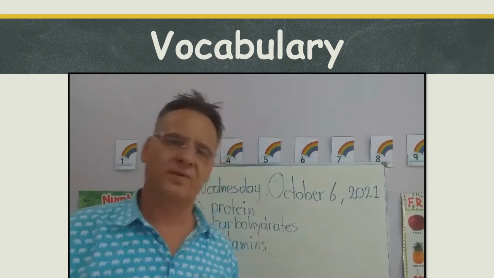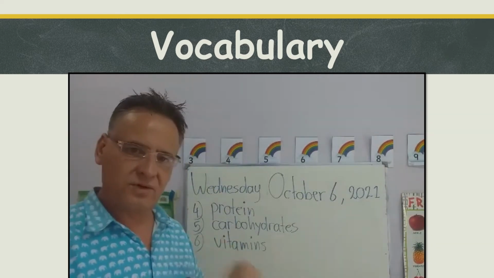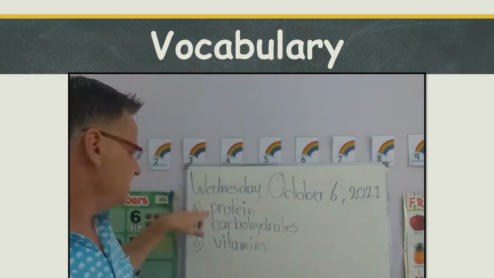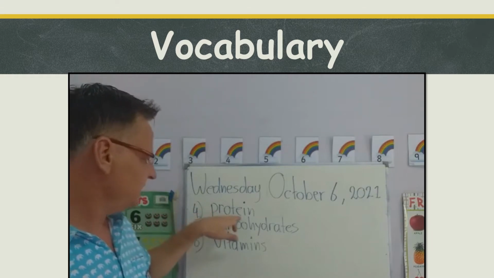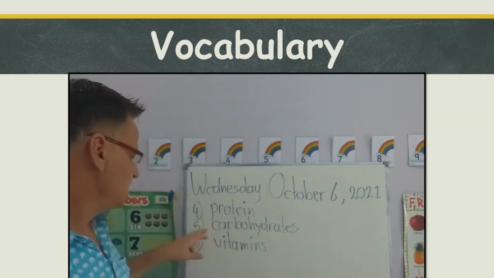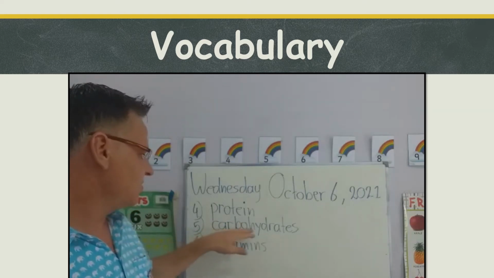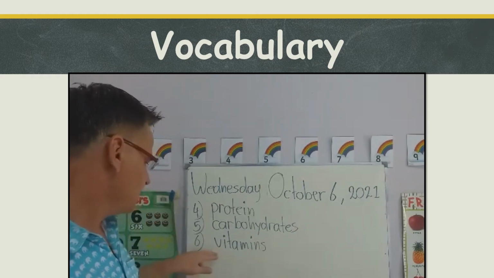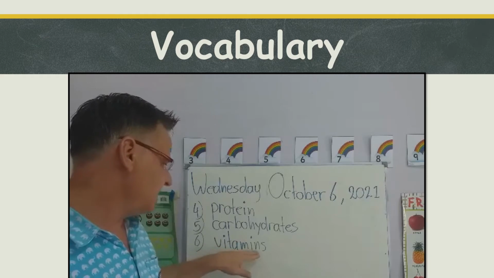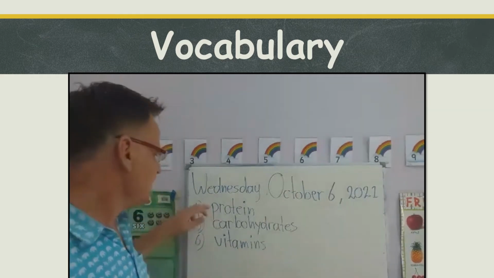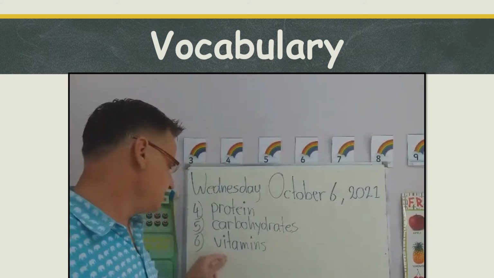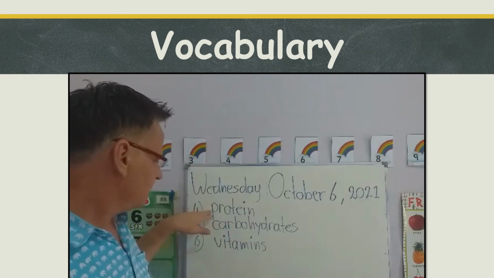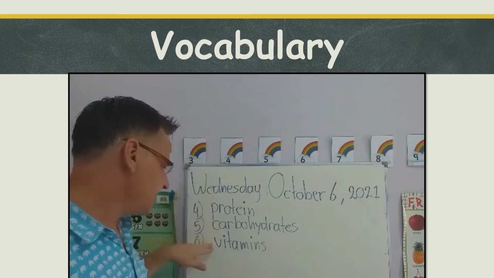Okay, 3 more from the previous units. Remember, when it comes to nutrition or to food, there are a couple of food groups that contain protein, carbohydrates, or vitamins. In England they will say vitamins, and in America they will say vitamins. So, protein, carbohydrates, vitamins.